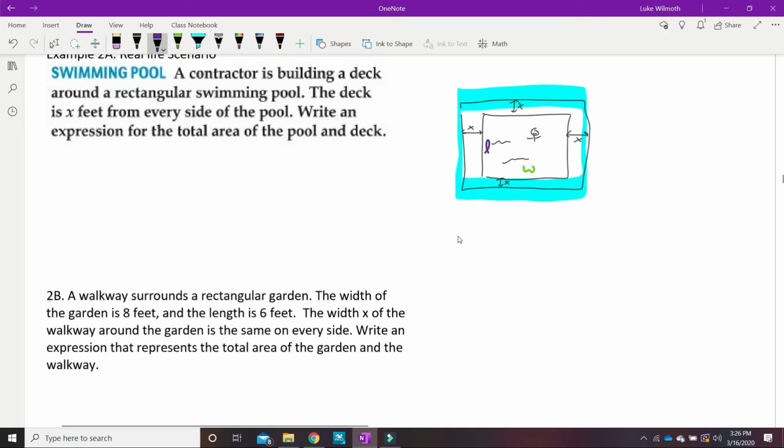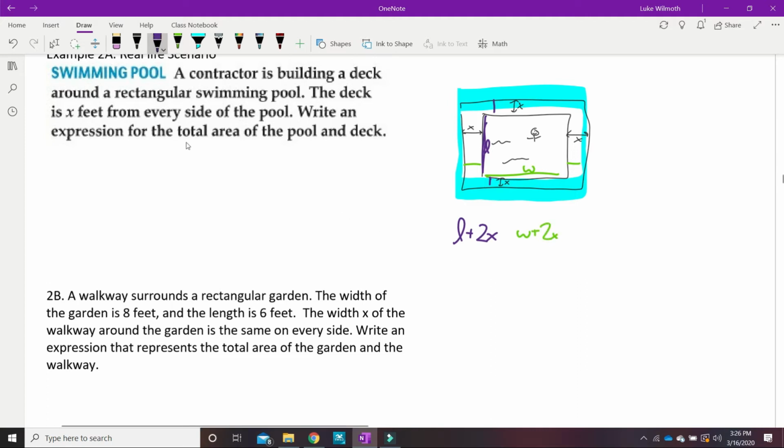The length is going to be the length, but I have to add on this x and this x. So sorry, the length is this right here. So I have to do the length, but I have to add on these little bits here. So that's x plus x, which is 2x. And the width is going to be the width plus x, width plus 2x.